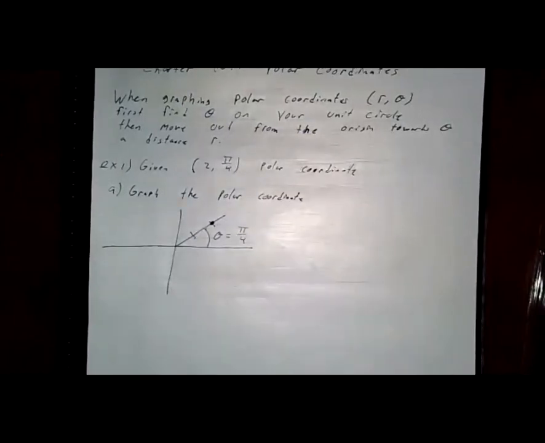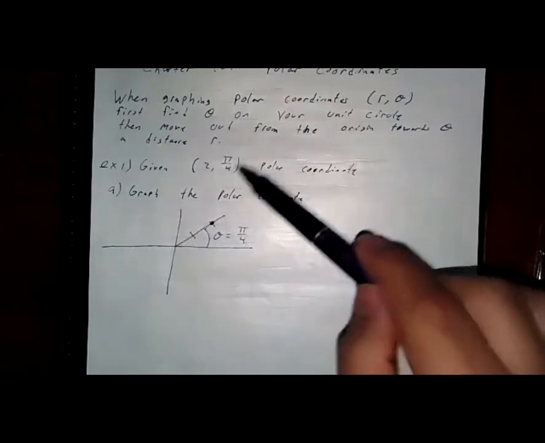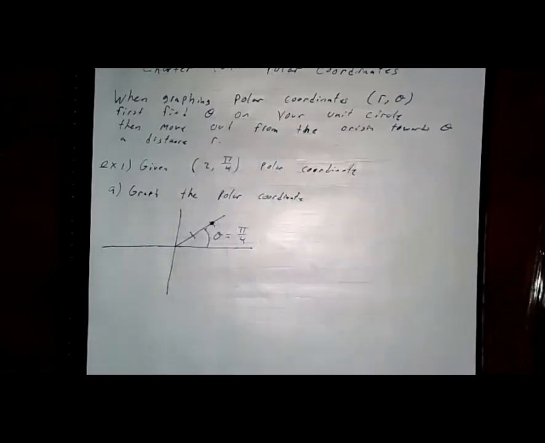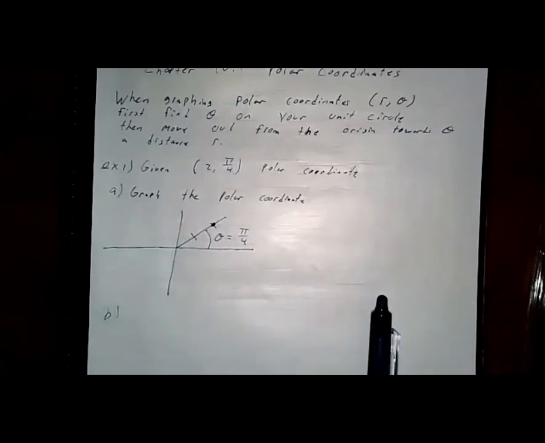Does that make sense on how you plot these? So you find the angle first, which is pi fourths, then go out radius 2. So that's r comma theta. Is there any questions on this part so far? All right, you can go ahead. That's good.